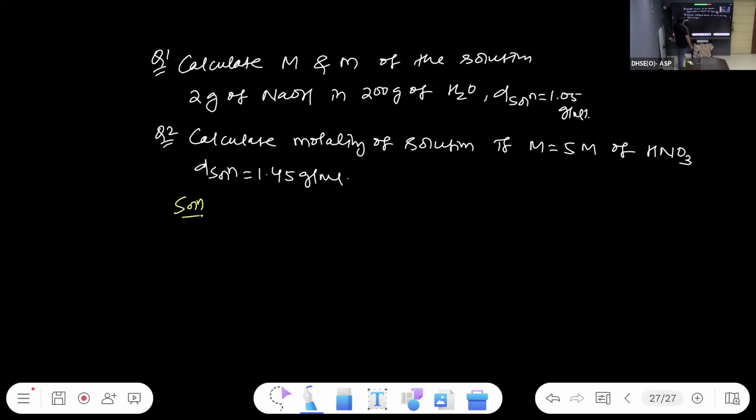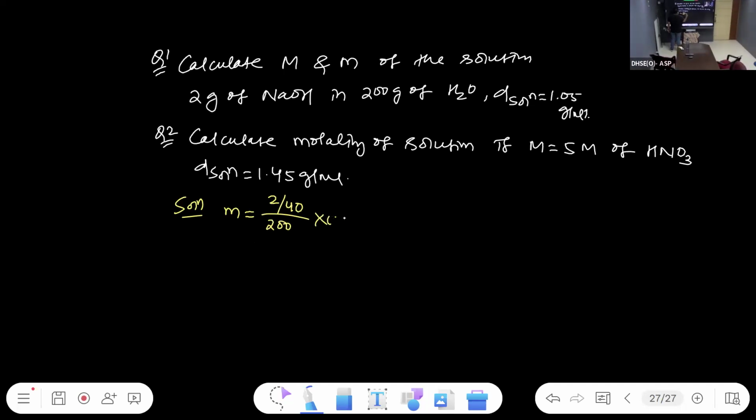Calculate the molarity and molality of the solution, which is formed by dissolving 2 gram of NaOH in 200 gram of water. Molality first we calculate. So number of moles of solute, that is 2 by 40, given mass by molar mass, divided by 200 divided by 1000. So it is coming as 5, this is 20, this is 4. So it is 1 by 4, that is 0.25 molarity.